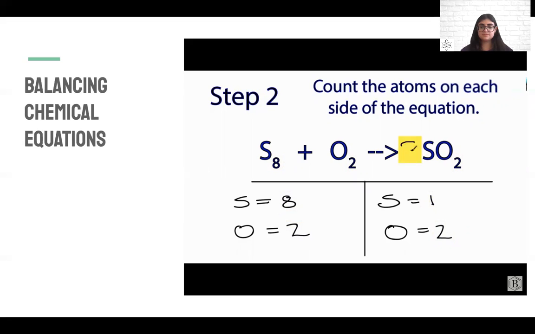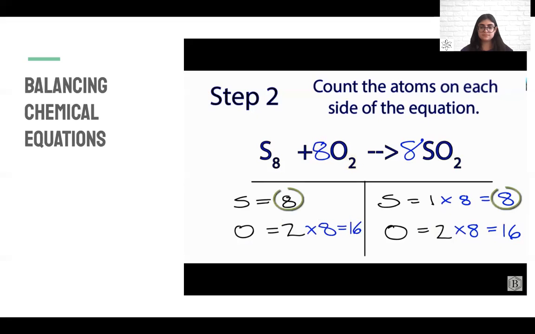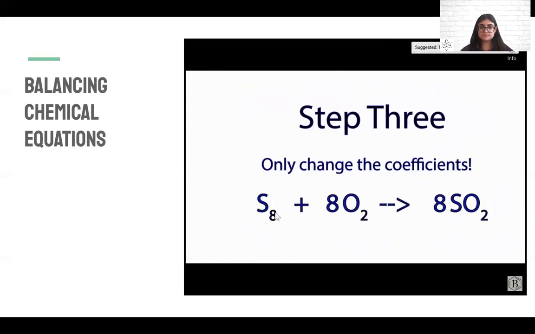So if I put an 8 here, that means 8 times the 1 sulfur, that'll give me 8 sulfurs. And now my sulfurs on both sides are 8, but this 8 here is also times the 2 oxygens, and that gives me 16 oxygens. So I've fixed the sulfurs, but the oxygens aren't balanced. I can change the coefficient here, though, to 8, because 8 times 2 equals 16. So now I have 8 sulfurs on each side, and I have 16 oxygens on each side of the equation. This equation is balanced. Step 3, so you don't forget, only change the coefficients.